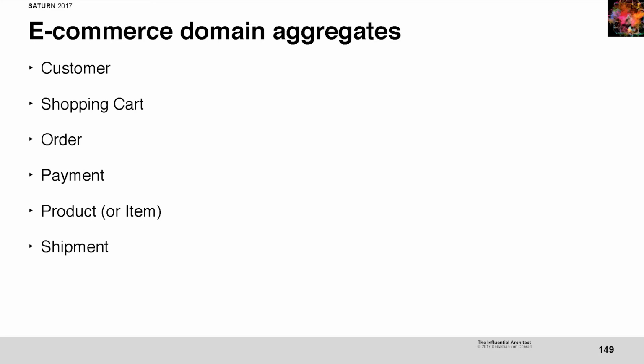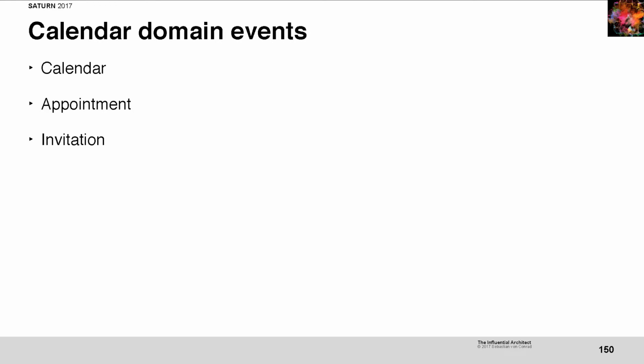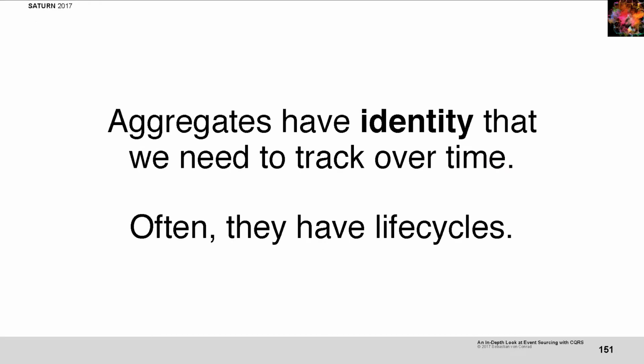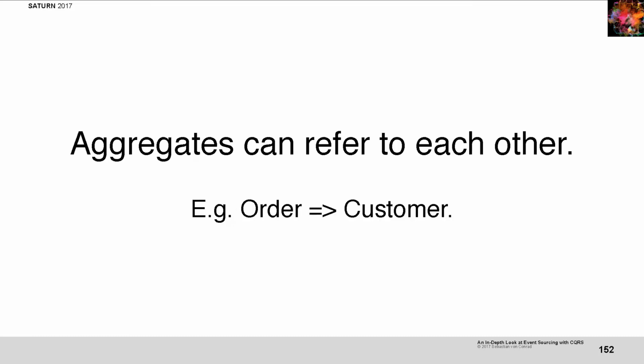In an e-commerce domain, some of the aggregates that we might see might be customer, shopping cart, order, payment, product or item, shipment. In our calendar domain, it would be calendar, appointment, invitation, etc. Aggregates have identity that we need to track over time, and they often have life cycles. And they can refer to each other. So, for example, the order aggregate would probably have a reference to the customer aggregate.